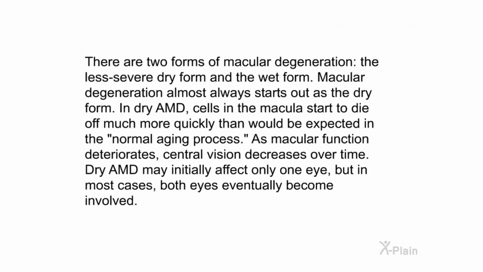There are two forms of macular degeneration, the less severe dry form and the wet form. Macular degeneration almost always starts out as the dry form. In dry AMD, cells in the macula start to die off much more quickly than would be expected in the normal aging process. As macular function deteriorates, central vision decreases over time. Dry AMD may initially affect only one eye, but in most cases, both eyes eventually become involved.